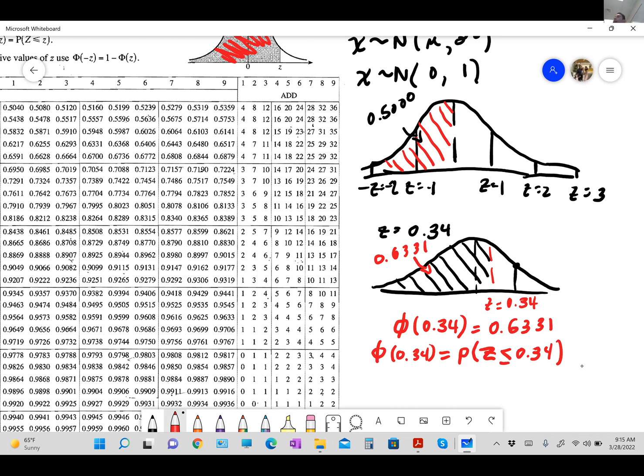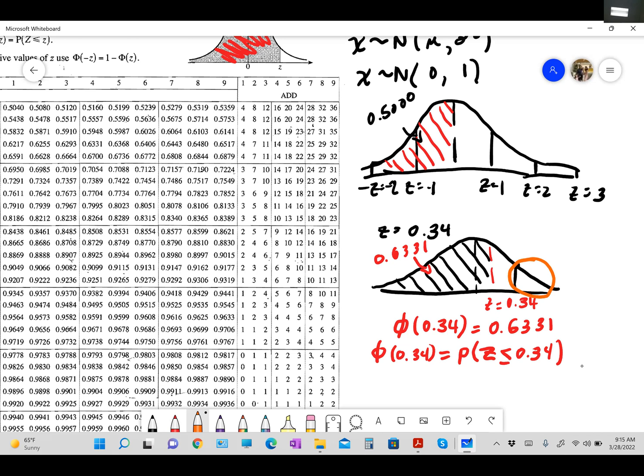Now, what did I say was the area of the whole curve? What was it? 1. Now, if I wanted to figure out this piece here, how would I figure the area to the right of any z-score? Does the table give me areas to the right, or is it always areas to the left? The table only gives me areas to the left. So how would I figure out that piece to the right?